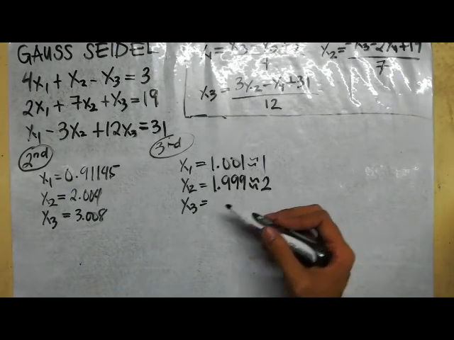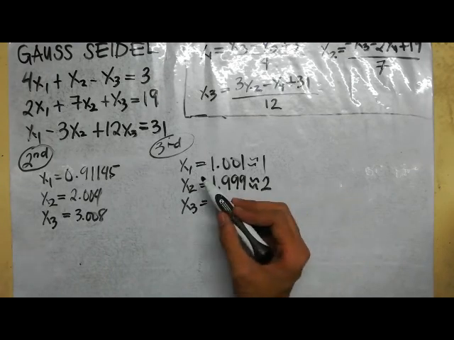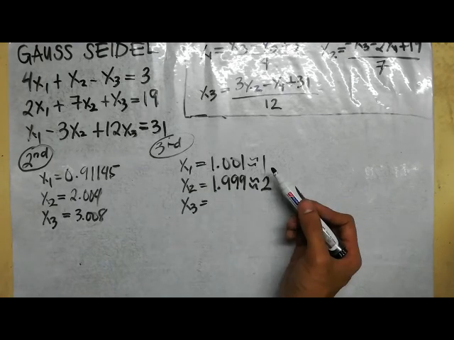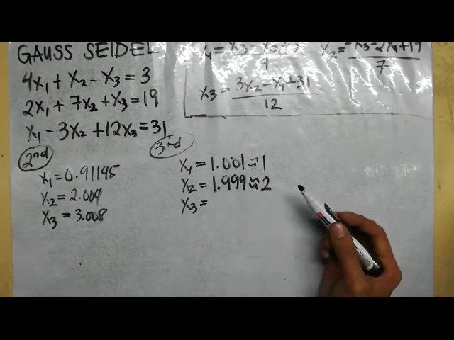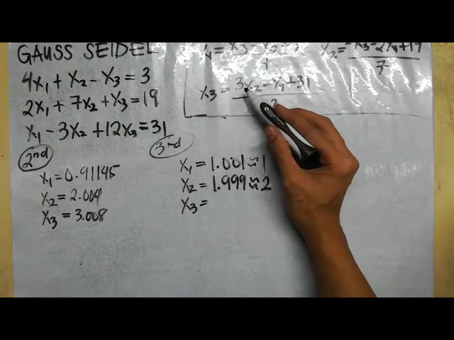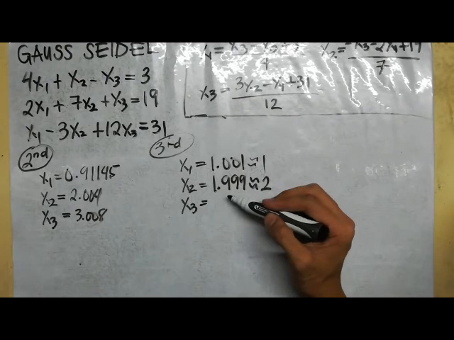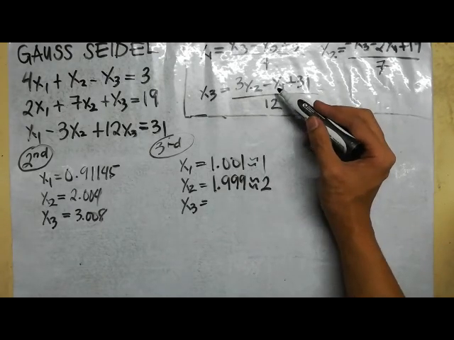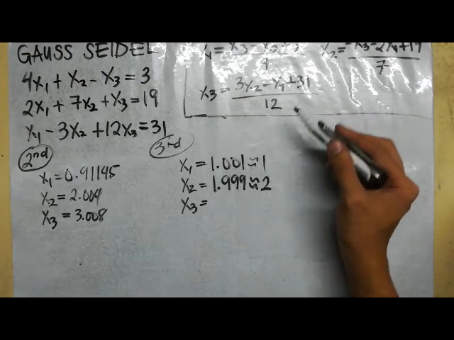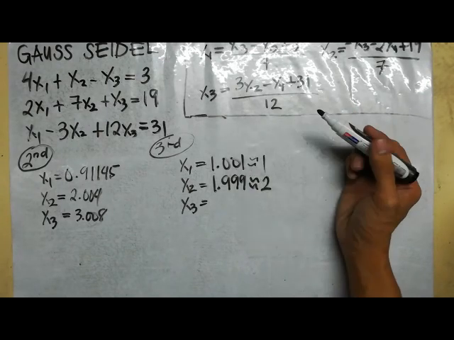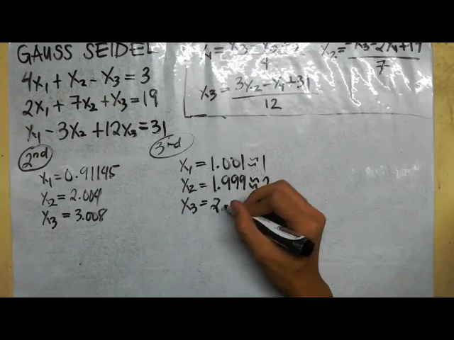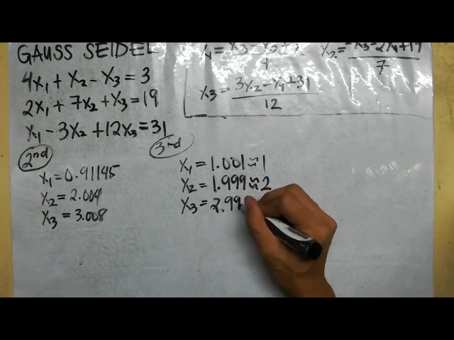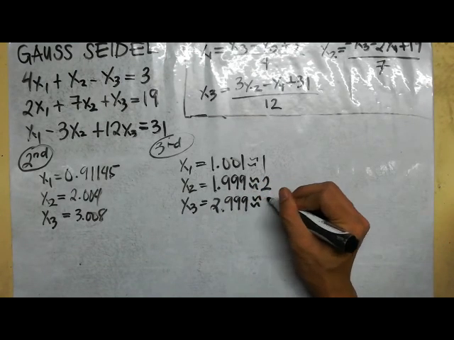Next, for our x sub 3, we will substitute these two values for our x sub 1 and x sub 2. So we have 3 multiplied by x sub 2, which is 1.999, minus x sub 1, which is 1.001, plus 31 all over 12. So we will get 2.999, or approximately 3.